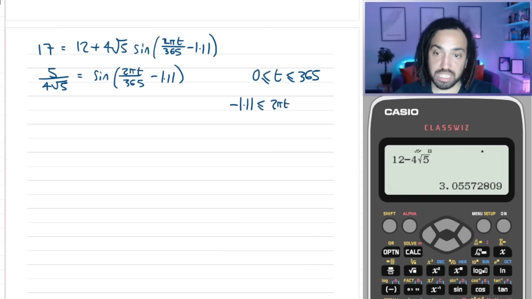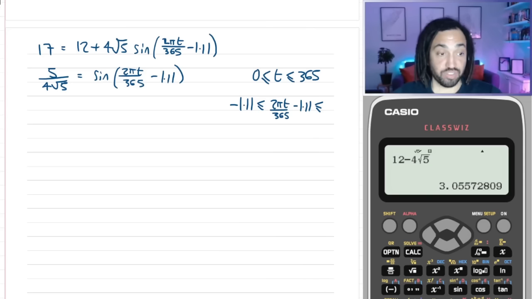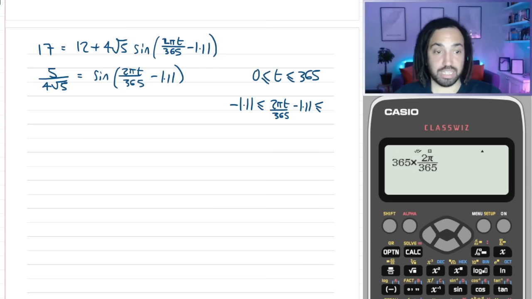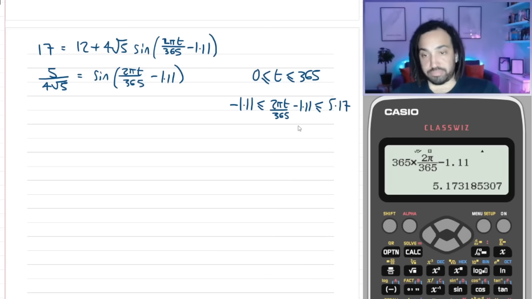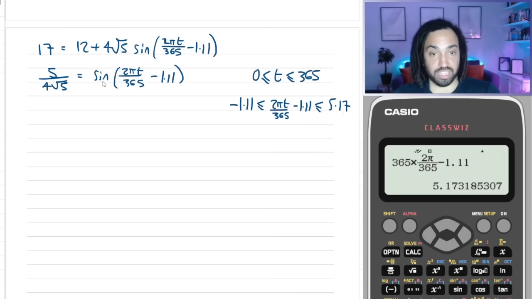Okay, so when t is 0, this is just going to be minus 1.11. And then when t is 365, well, we do 365 times by 2 pi divided by 365 and then minus 1.11. And that's going to give us 5.17. Okay, so we've just converted that range. So now we're just looking for values when we do inverse sine that are going to be in this range here.